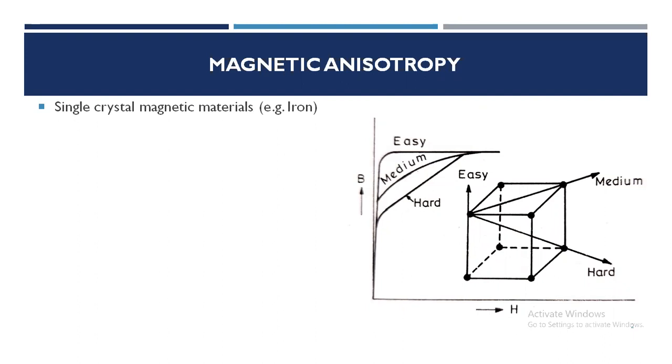Iron is the best example of a single crystal magnetic material. In this material, the magnetic properties depend on the direction in which they are measured. That is, iron exhibits a preferred direction of magnetization.